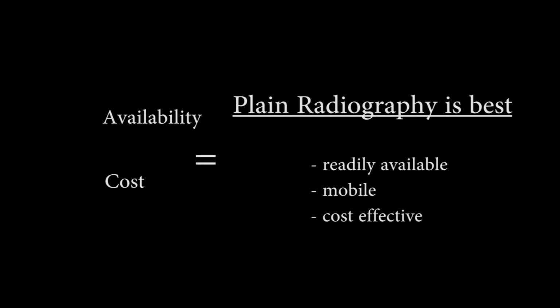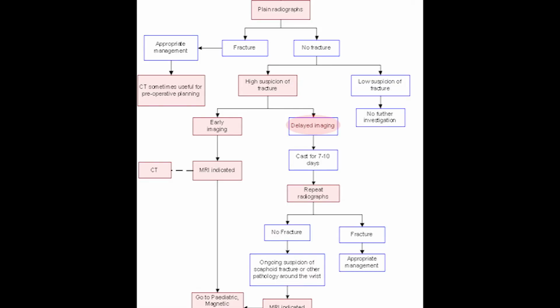We focused more on the availability of each modality and the cost involved, and concluded that plain radiography with a secondary scan 10 to 14 days after the original is the best method, as it is readily available, mobile, and cost effective. The 10 to 14 day waiting period is necessary for visualizing remodeling, as many scaphoid fractures are misdiagnosed as bruising. This is because patient pain for bruising and scaphoid fractures are similar.